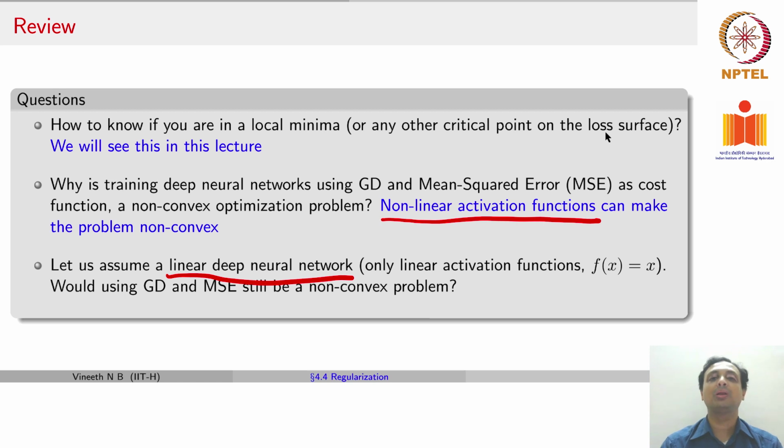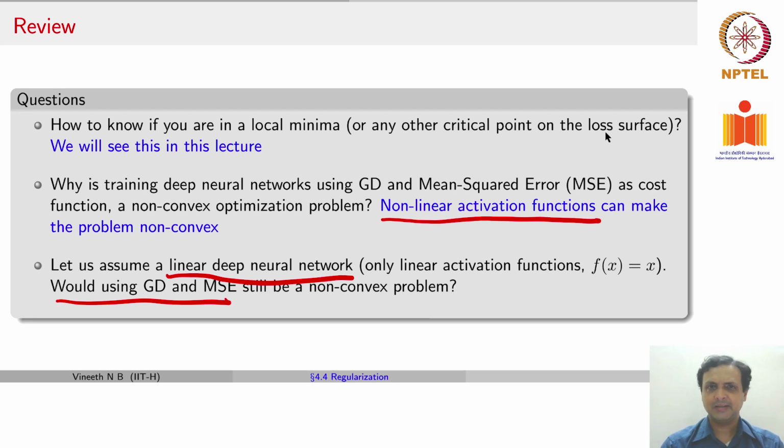where you do not use any nonlinear activation function at all. No sigmoid, no tanh, no relu, so on and so forth. You only use linear activation functions, which is as good as saying no additional activation function other than the neural network itself. Now, would training a neural network using gradient descent and mean square error be a convex optimization problem or a non-convex optimization problem?